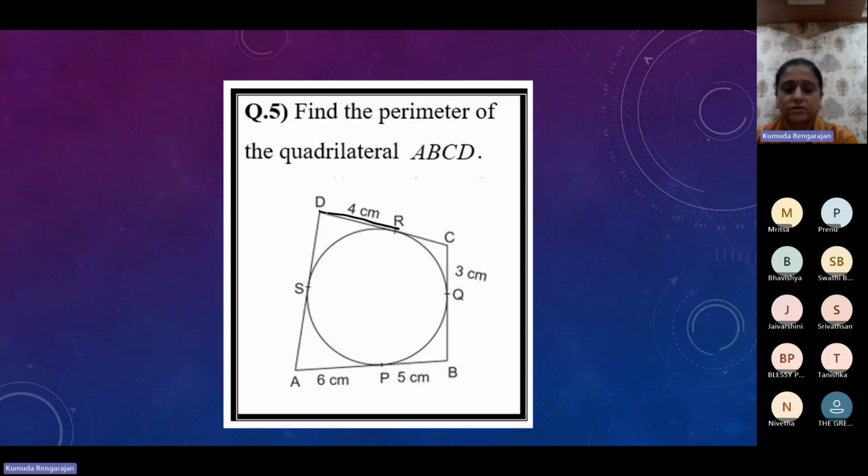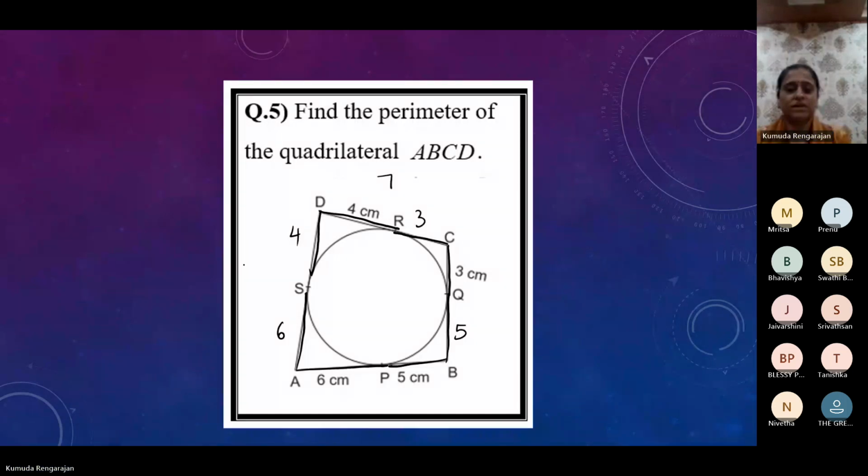A is 6. B is 7. 6 plus 4 is 10. 6 plus 5 is 11. The question is to find the perimeter of the quadrilateral.